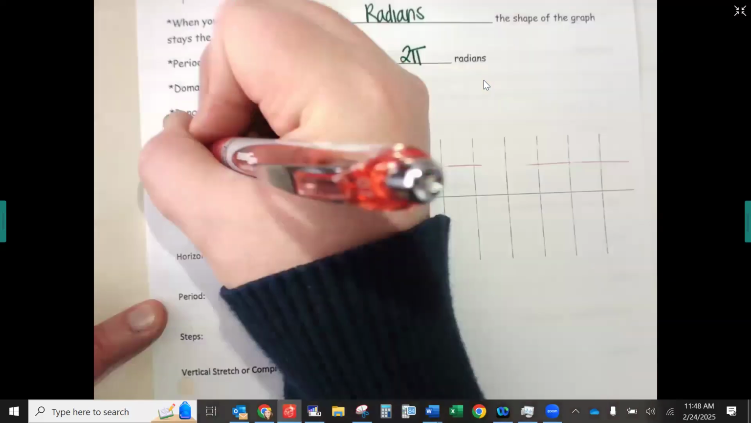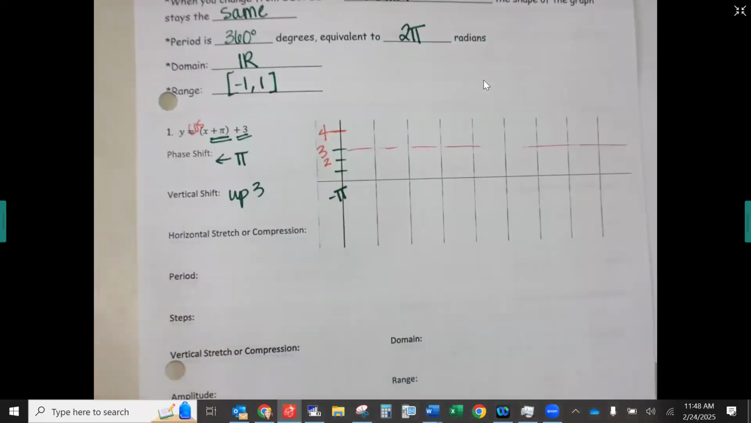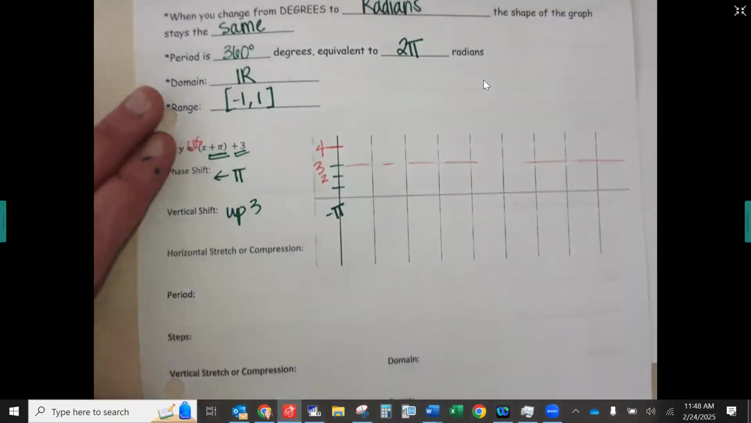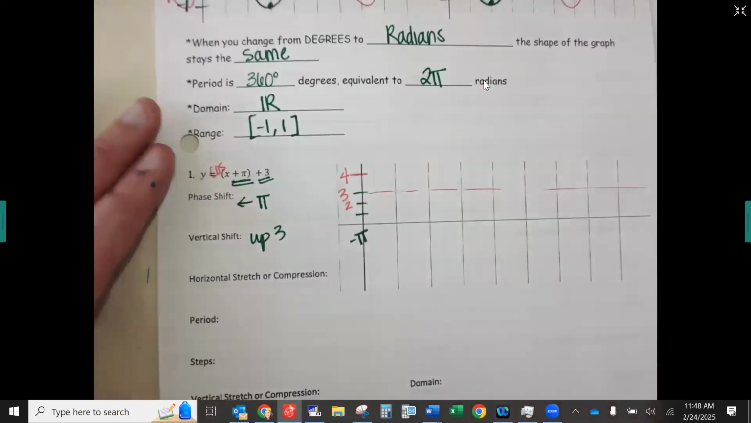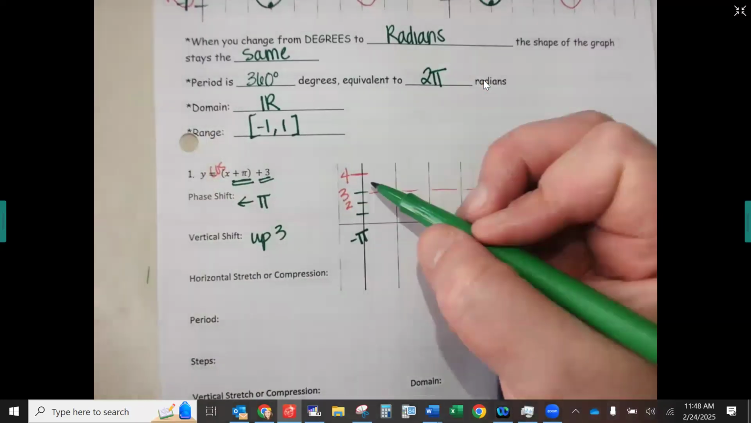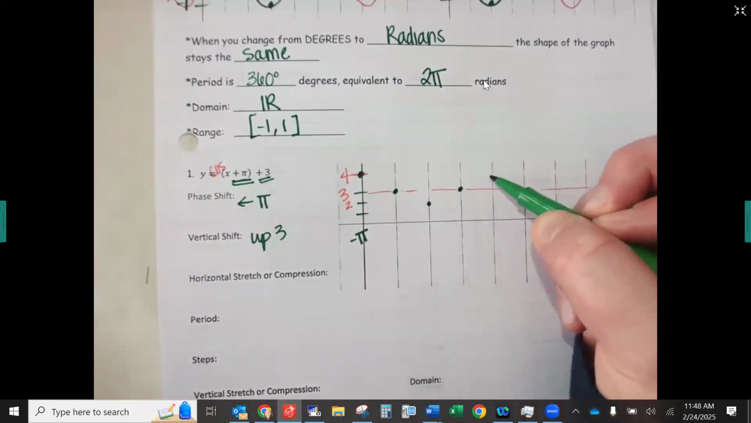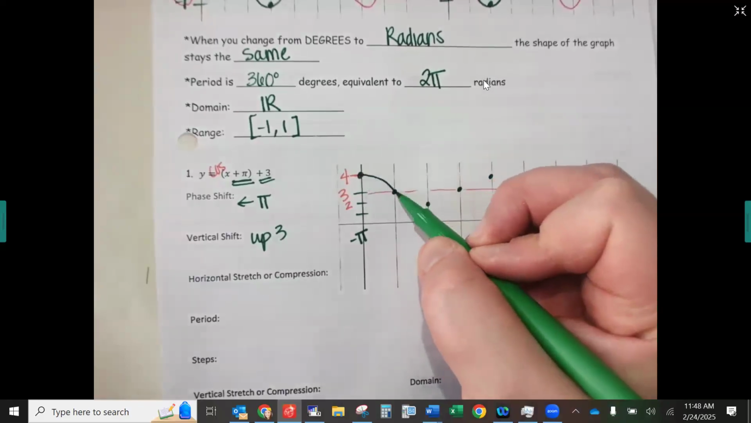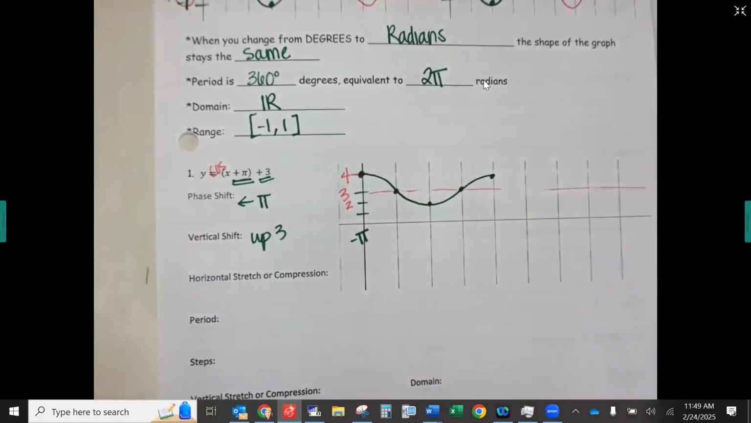Let's say this is a cosine graph. Where does the cosine wave start? Look at your parent functions. Does it start at the center or the top? Cosine starts at the top. Look at your cosine graph here. Remember, you want to start at the top of the wave. So I'm going to start here at 4. Then I'm going to hit down, down, up, up. Okay, and there's your wave.